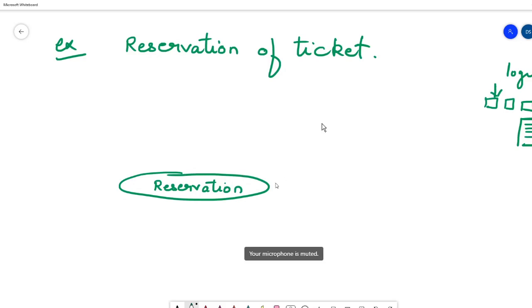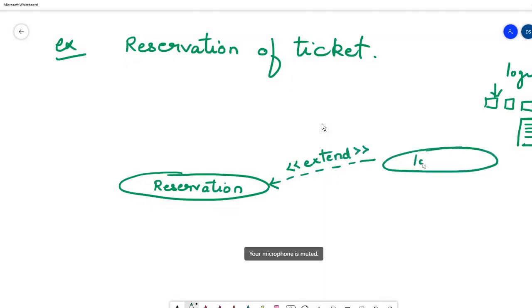So reservation would extend the login. Login account or system. So for having a reservation, to make your choices and reserve it for yourself, you have extended it for the login.